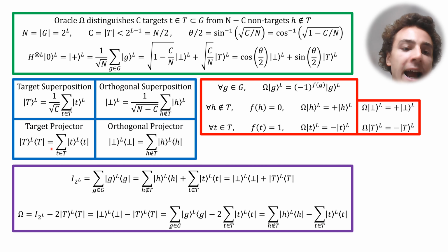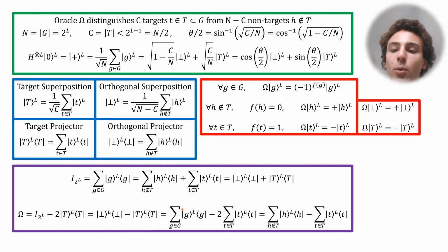We're summing over all of these ket-bra combinations, and all of these ket-bra combinations are constructed from the target L-qubit computational basis states, and we're summing over all of those little t's, which are elements of the set T. So that's how we produce the target projector. And the orthogonal projector is produced in a very similar way. We're just summing over all of those h's, which are not targets. We're summing over all of the non-target states, and we're using those non-target states to construct ket-bra combinations.